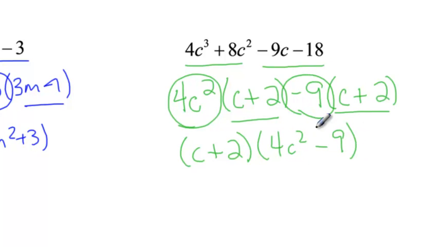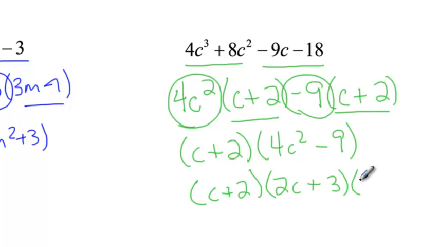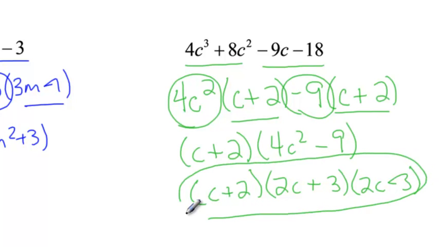Now 4c squared and negative 9: 4c squared is a perfect square, 9 is a perfect square, and so what I can do is use the difference of perfect squares, which is 2c plus 3 and 2c minus 3. And that is how we factor cubic polynomials by grouping.